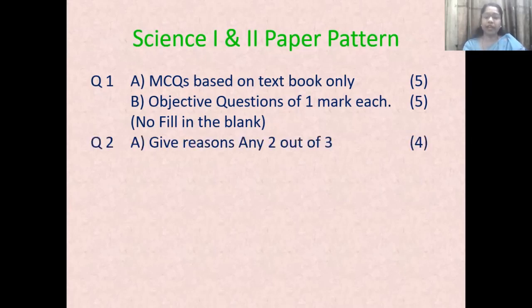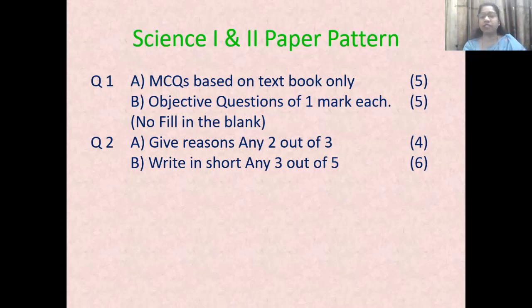Question number 2A is give reasons, any 2 out of 3. Each question is for 2 marks. Question number 2B are questions write in short, any 3 out of 5. So here it is 2 marks each. So it is 6 marks. Here, questions like solve numericals, write laws, principles, properties, uses, give difference between can be asked.